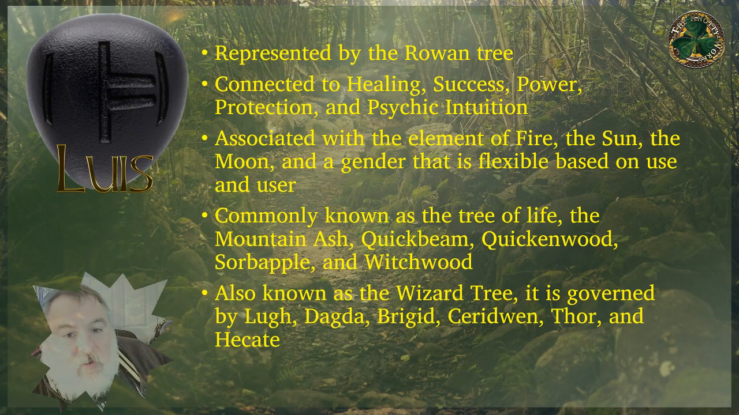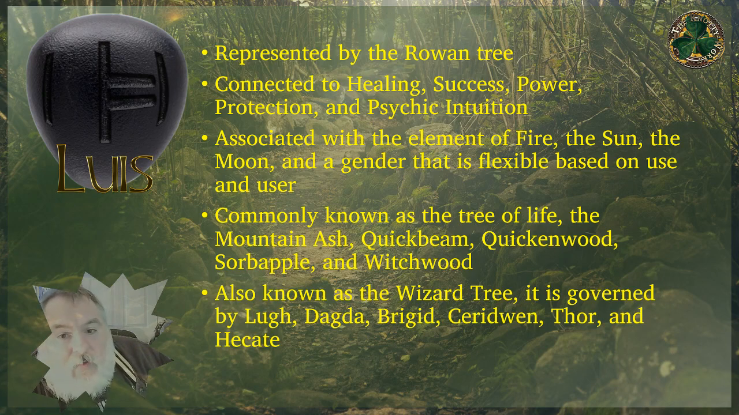Next character is Luis, the letter L. Again, two lines facing to the right or horizontally facing down, represented by the Rowan tree, connected to healing, success, power, protection, and psychic intuition, associated with the element of fire, the sun, the moon, and a gender that is flexible based on the use and user. So many of these, as we'll see, are generally tied to one gender or another, whereas some are a bit fluid, depending on who's invoking the powers or the situation at hand.